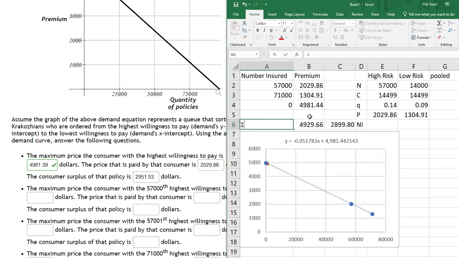Now, if I change this to 10,000, see what happens. This orange box is moving down this line. And as we move down the line, the maximum they're willing to pay comes down.